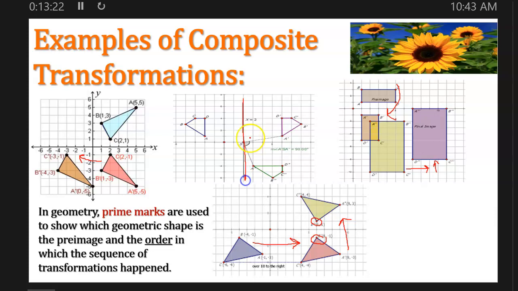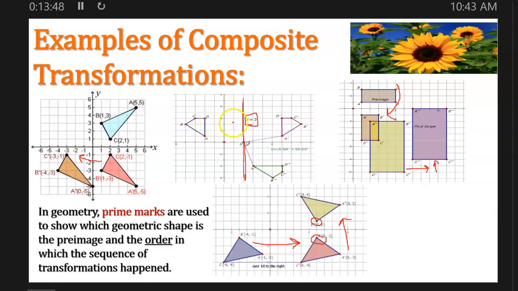This line here is called the x equals 2 line. Now, when we start studying linear equations, you will learn how to create an equation like this to represent a line. But for right now, just know that this is the line that this shape, this quadrilateral, looks like a little kite shape. This shape has reflected over this line here. And I can tell this by counting the spaces.